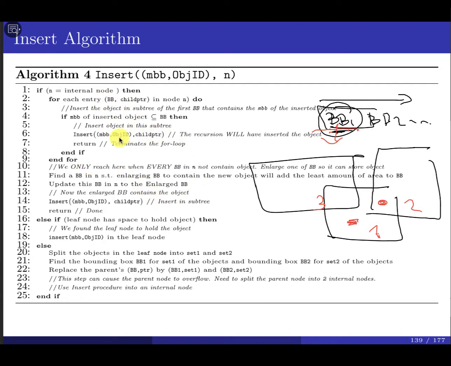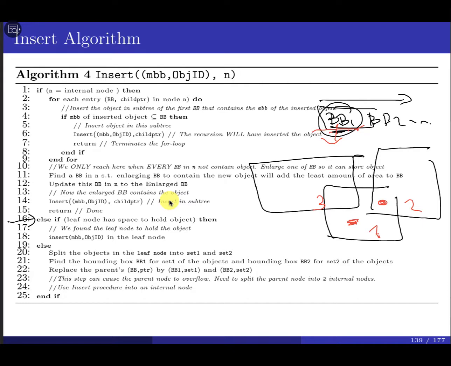Assume that I found a place. One of them can be fit in one bounding box. So let me continue this one and try it until we reach the leaf node. I found one of them can be allowed, can be stored, or can be contained here. You reach the leaf node.